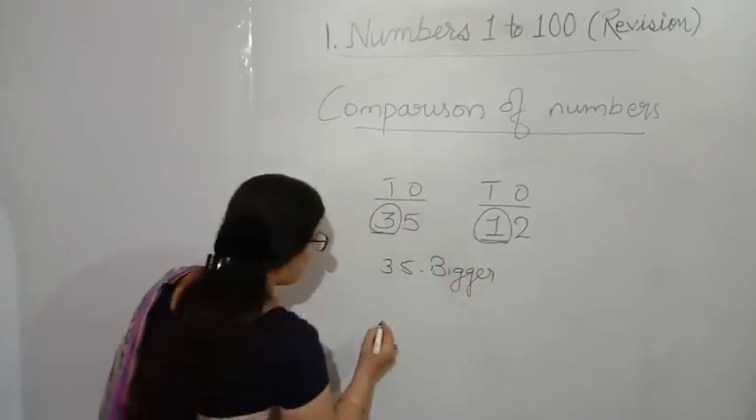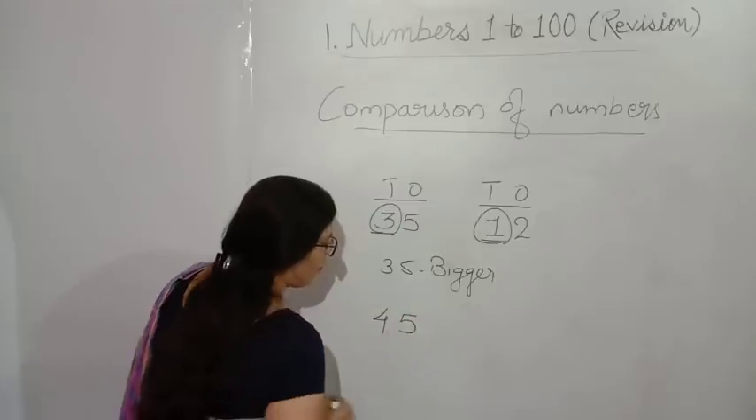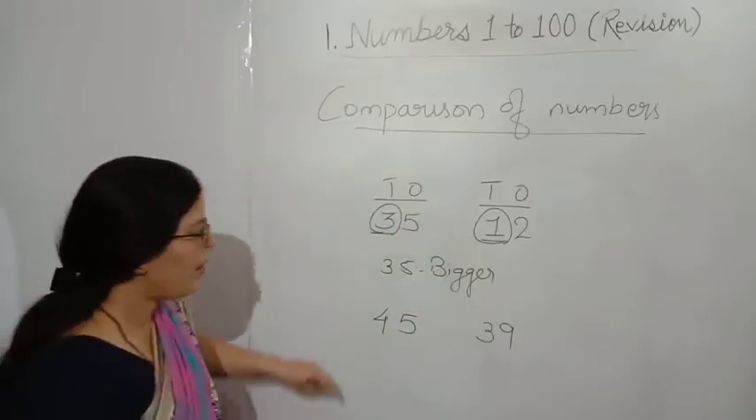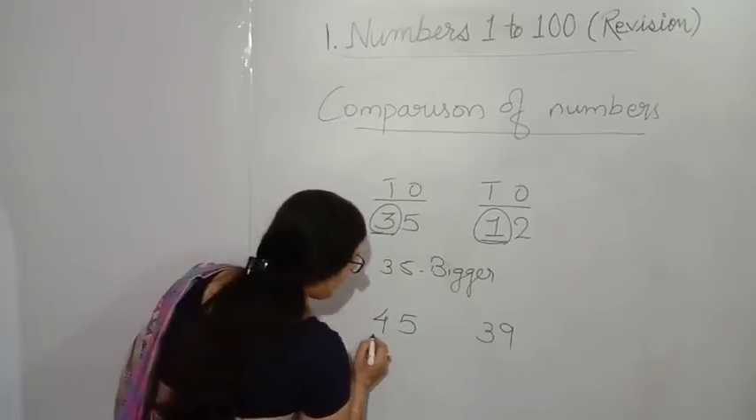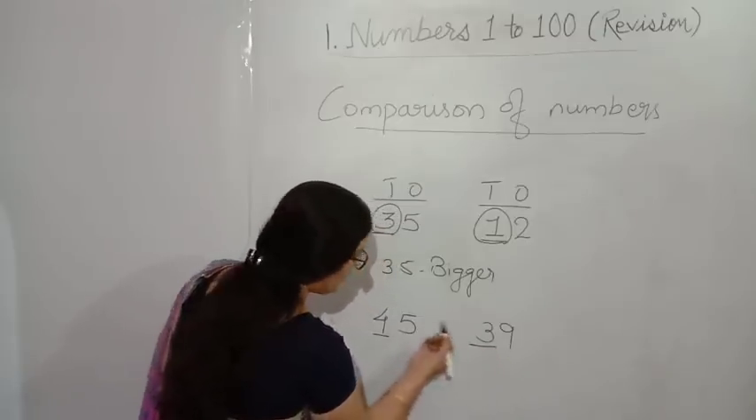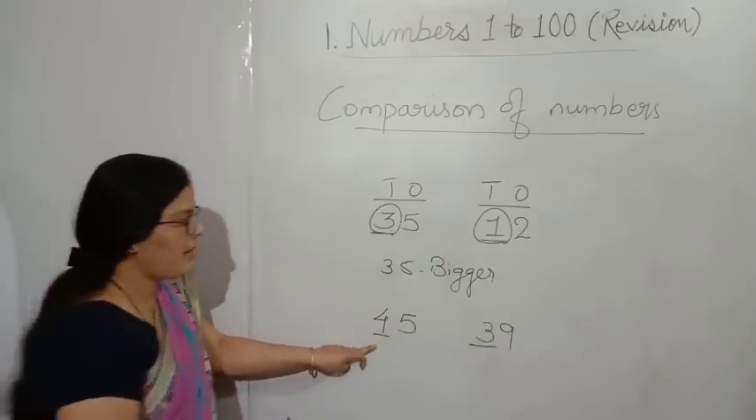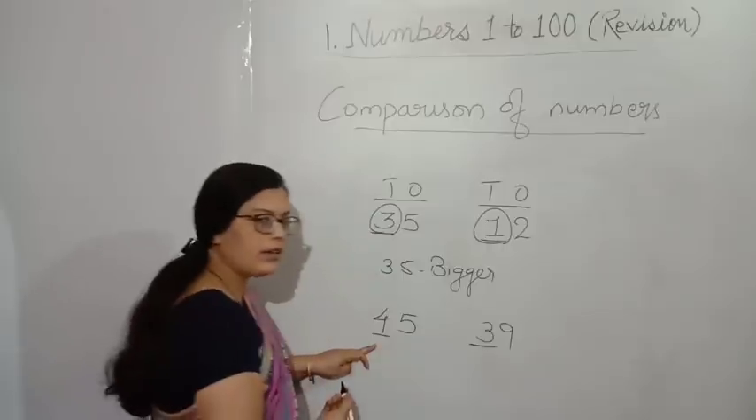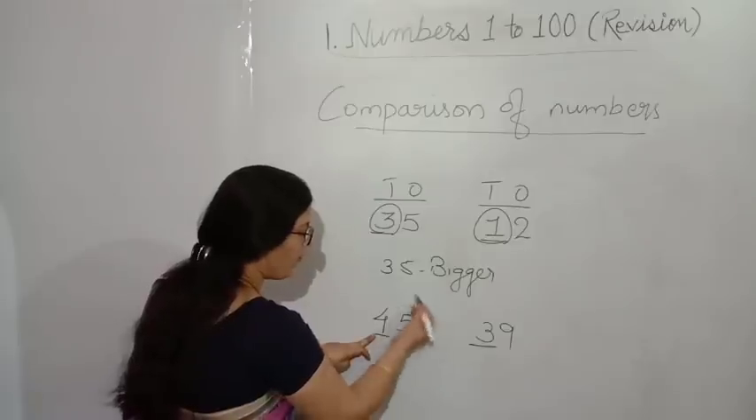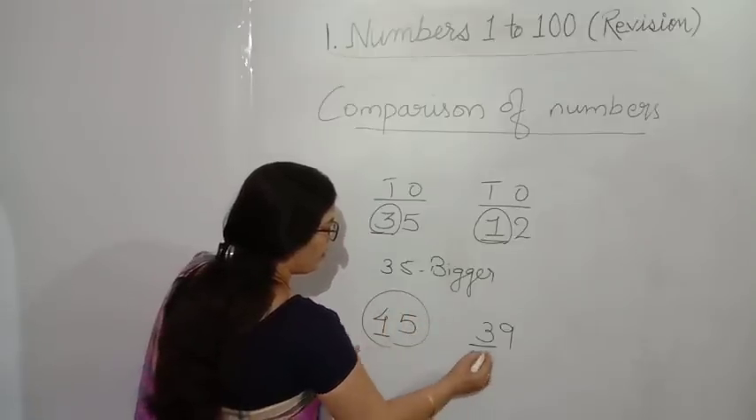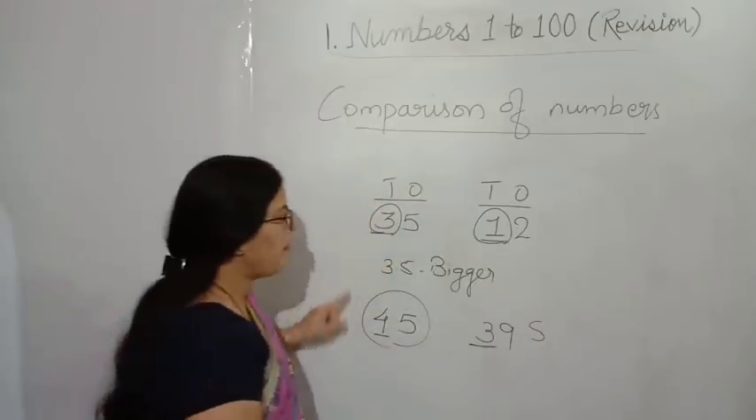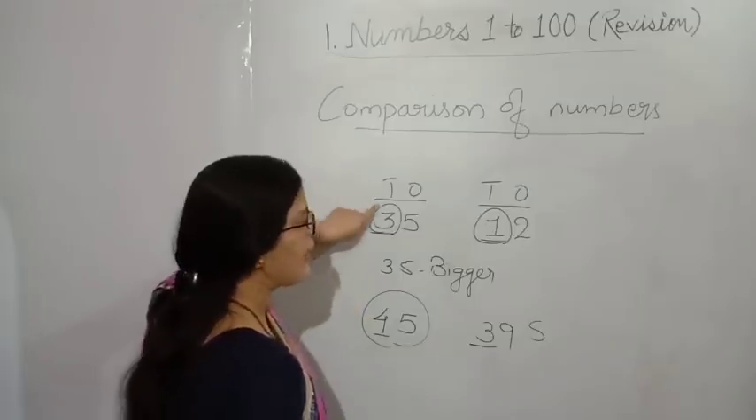Now we have to compare 45 and 39. How will you compare? By comparing the digit at tens place. What is at tens place? In 39, 3 is at tens place and in 45, 4 is at tens place. So which one is the bigger and which one is the smaller? Yes, 4 is the bigger and 3 is the smaller. So 45 is the bigger number and 39 is the smaller number. Got it? How to compare two digit numbers? By comparing the tens place.